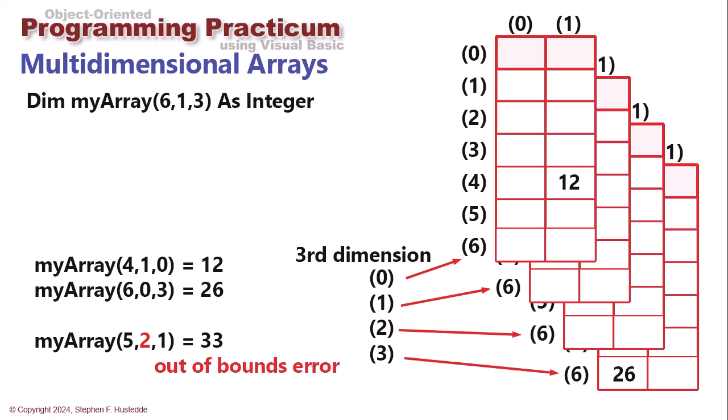So it's important to realize as you're working with arrays, when you get that out of bounds error, you're referencing an index that does not exist. And that is true in one-dimensional arrays as well. Let's take a look at an example of using a two-dimensional array.